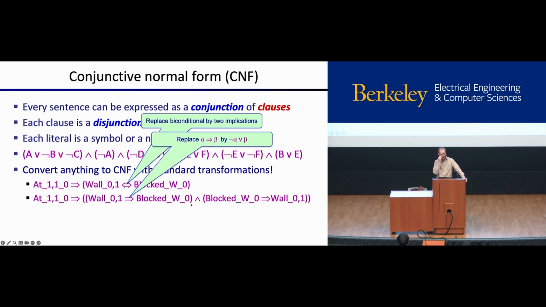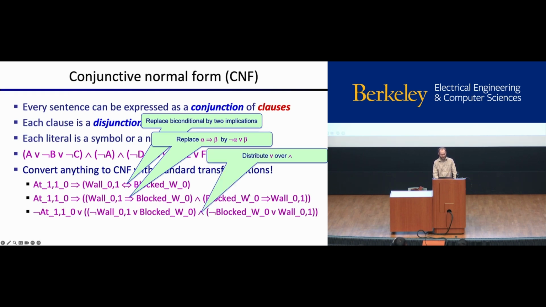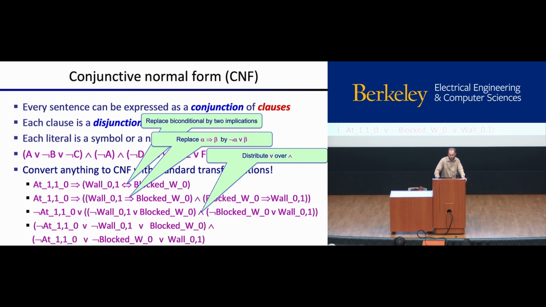Then we replace implications. We replace alpha implies beta with not alpha or beta. That's the definition of implication. We do that in all three spots. We get this. And then we distribute, and I'll tell you more about this in the next slide. We distribute ors over ands. So this is similar to distributing multiplication over a sum. This or is on the outside, the and is on the inside, but we want the and on the outside and the or on the inside. So we can distribute it like this.